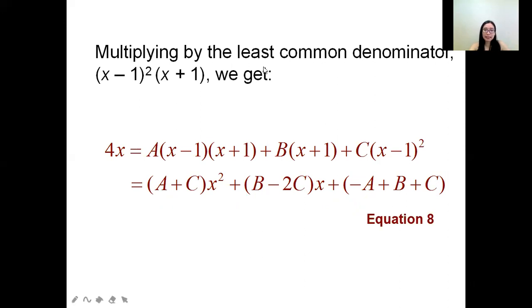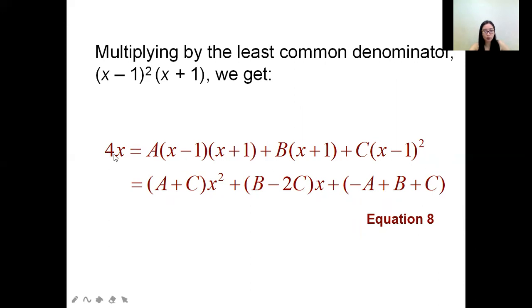Multiplying by the least common denominator, x minus 1 squared times x plus 1, we cross multiply the denominators. So we have 4x equal to, after multiplying by the common denominator and simplifying, a plus c, x squared, plus b minus 2c, x, plus negative a plus b plus c. Looking at this, the left side is just 4x. So this is our equation 8. It is just 4x, so the x squared coefficient is 0.